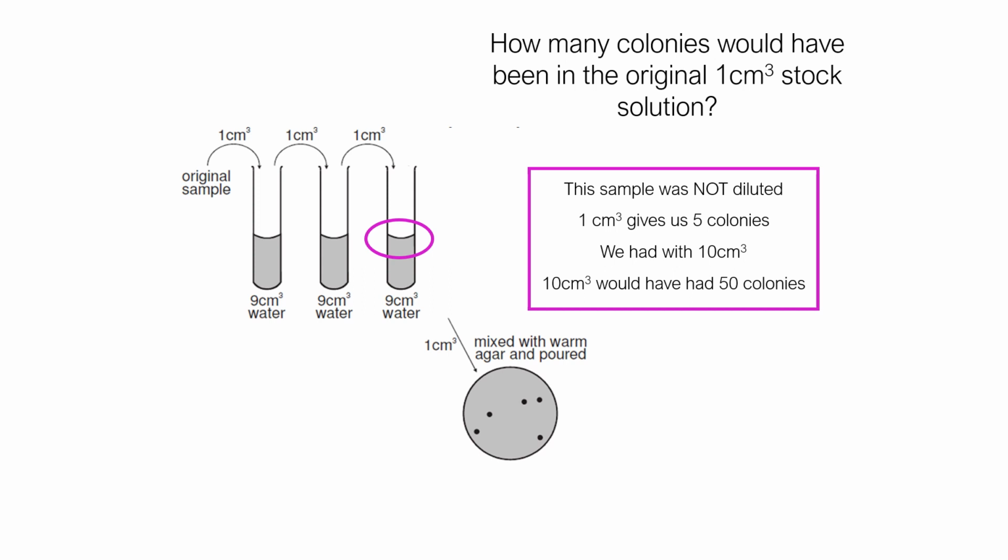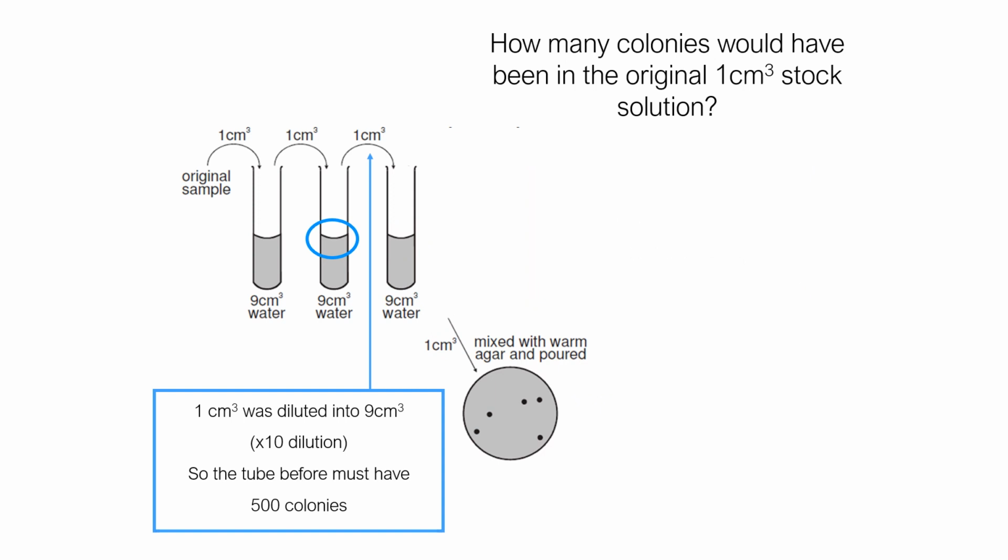So what we have is 10 centimeters cubed, because we've taken one out of it. And in that 1 centimeter cubed, we have 5 colonies. Now this is 1/10 of what we had. So if we were going backwards into how many colonies we would have had in 10 centimeters cubed, it would have been 50. So we know we had 50 in here.